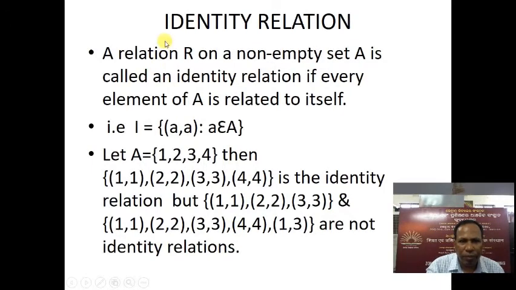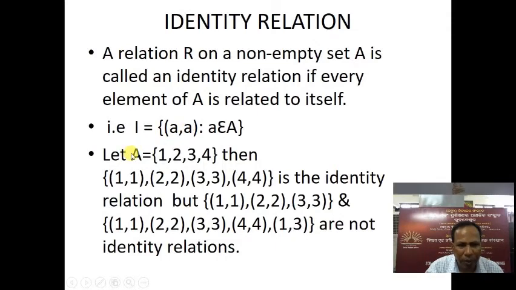Now coming to a particular type of relation which is called identity relation. Which relation is called an identity relation? A relation R on a non-empty set A is called an identity relation if every element of set A is related to itself, and mathematically we can say the ordered pair (a, a) belongs to I for all a belonging to set A. So in order to be an identity relation, every element has to be related to itself.